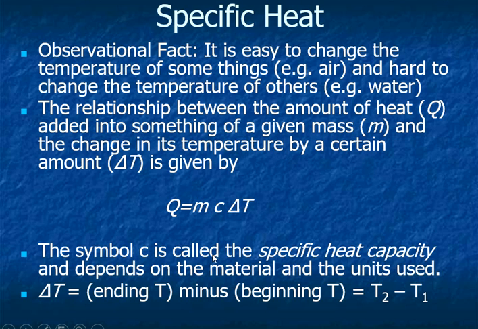C is called the specific heat capacity. This is how much heat something can absorb, and the value of C depends on the material that you're using and the units that are used. We'll show in just a moment.